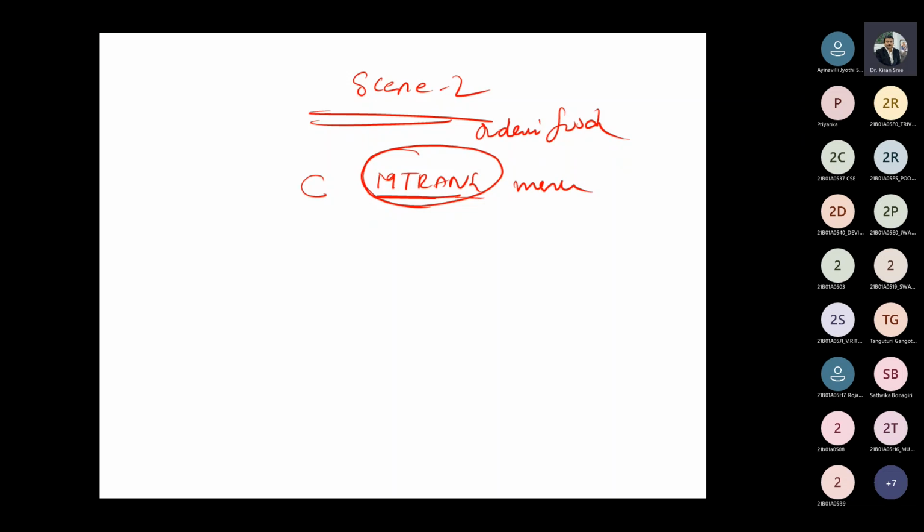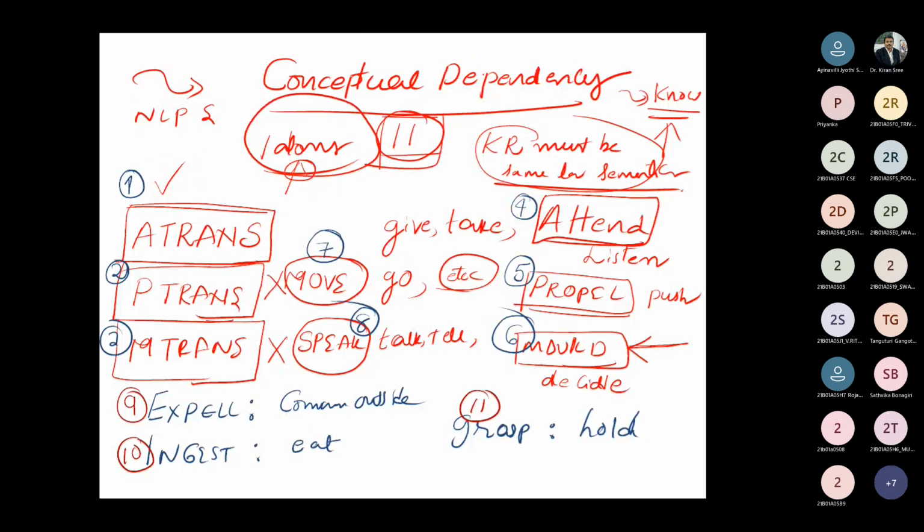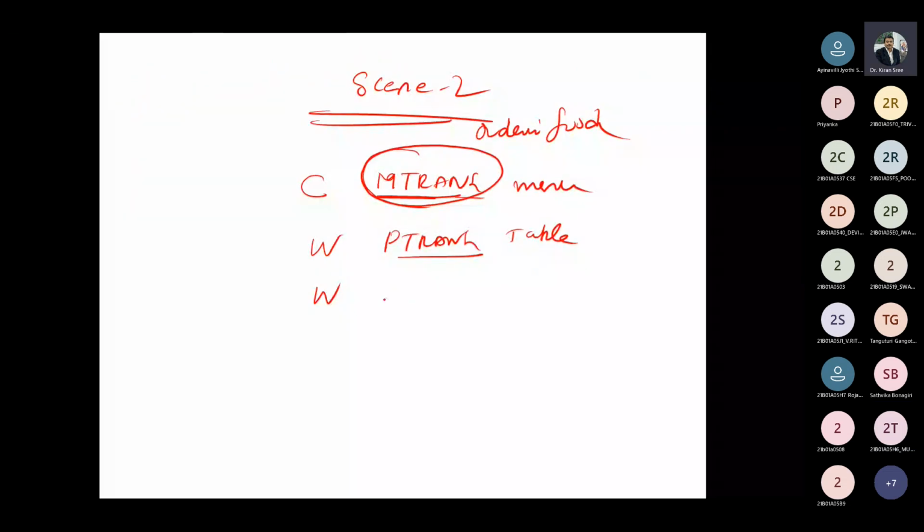Then what can be the other statements? Assume that the waiter ptrans to the table that you are having. Ptrans means is moving. And this waiter gave the menu. Gave means what type of primitive do I have to use here? What script do I have to use? Atrans. Yes, atrans. So the waiter atrans menu to the customer, or whatever it may be.